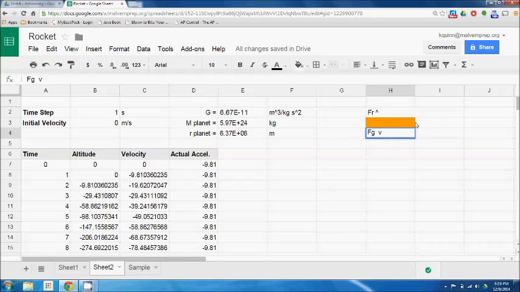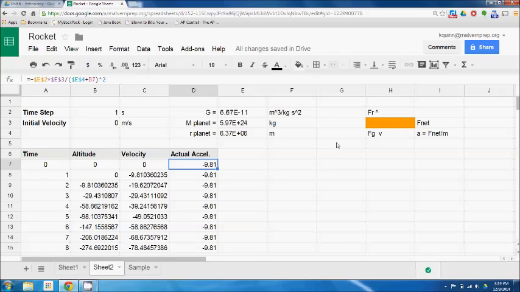Now if we add these two together, we get a thing called F net. That's our total force on the object. And our acceleration, A, is equal to F net divided by mass. So really, when we did this formula over here and said our acceleration is equal to G times mass of the planet divided by R, we weren't actually calculating the actual acceleration of the rocket. We were calculating what the rocket would accelerate if only gravity were pulling on it.